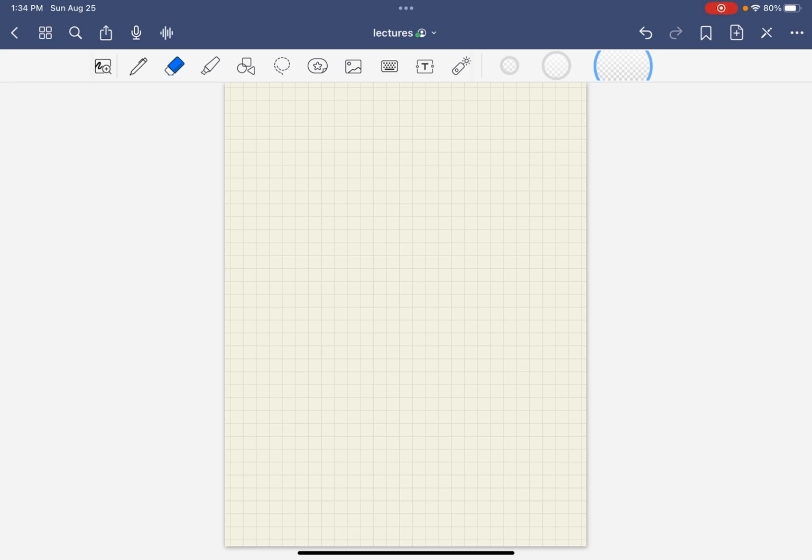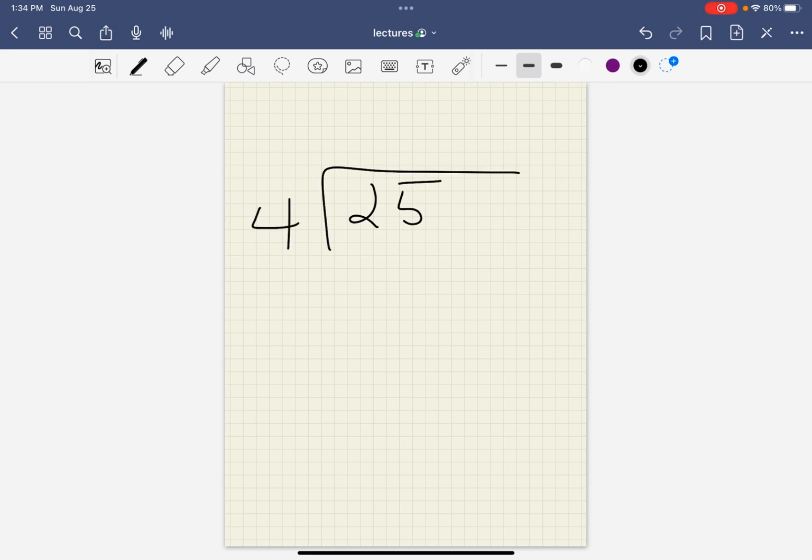We're going to be working on lesson 10 today, writing fractions as improper fractions and as proper fractions. The first one says Alexis cut a 25-inch ribbon into 4 equal pieces. How long was each piece? So she has 25 inches and she's trying to cut it into 4 equal pieces.